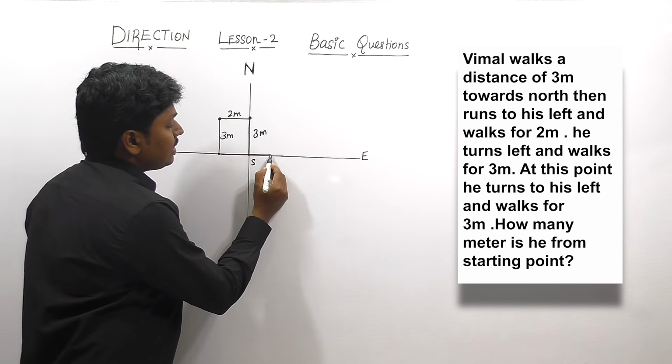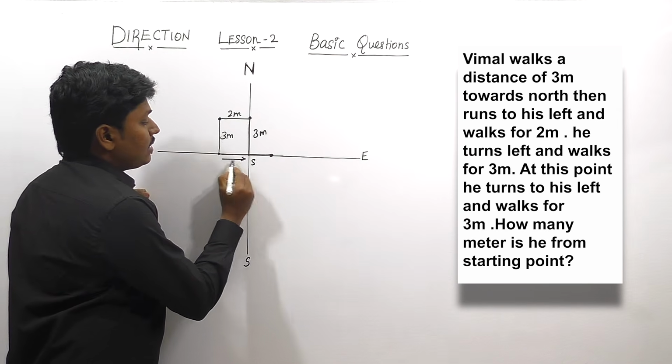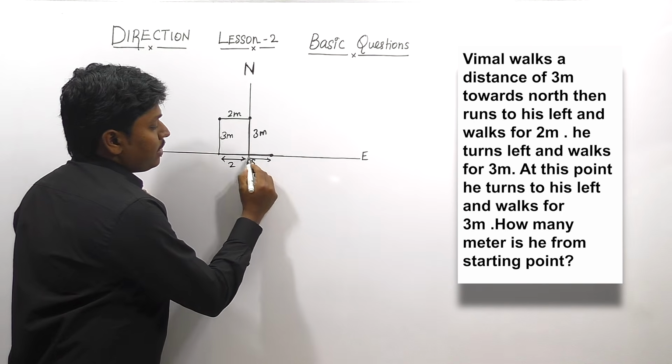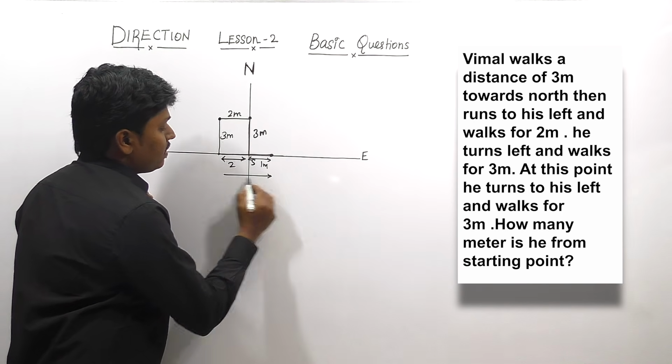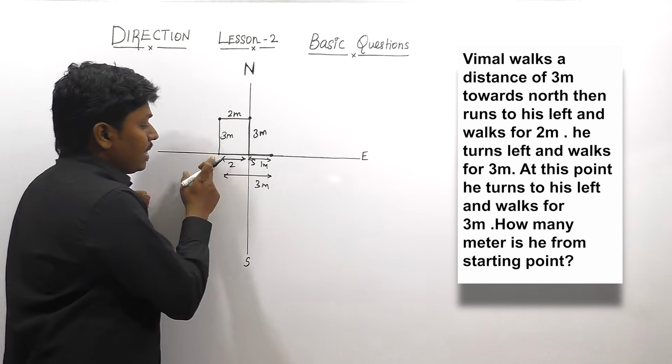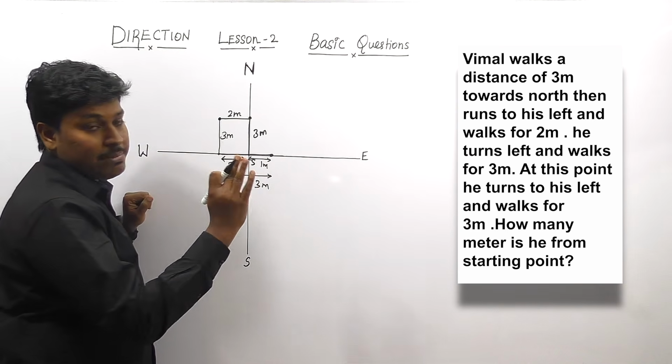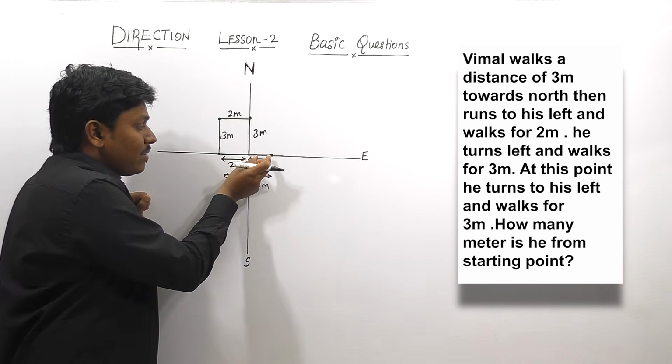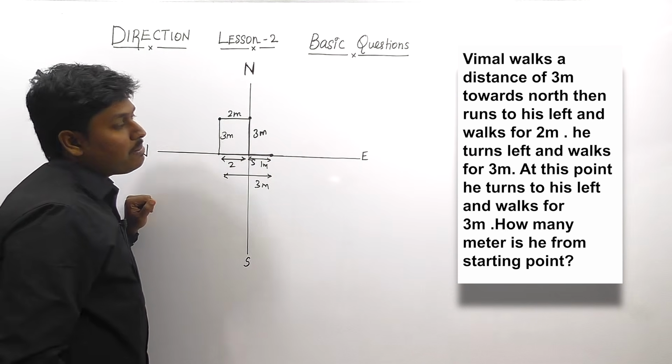So I should surely say that he will be at this point. Why? Because this is 2 meters and this will be 1 meter. So the total distance will be 3 meters. Friends, got the logic? From here he is turning left and covering 3 meters. So this is 2 meters and this will be 1 meter. So the total distance will be 3 meters.